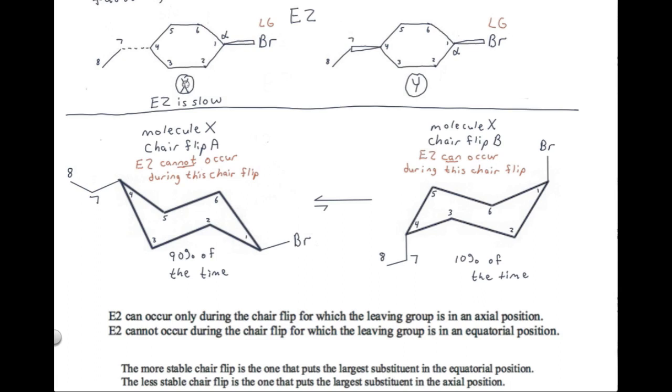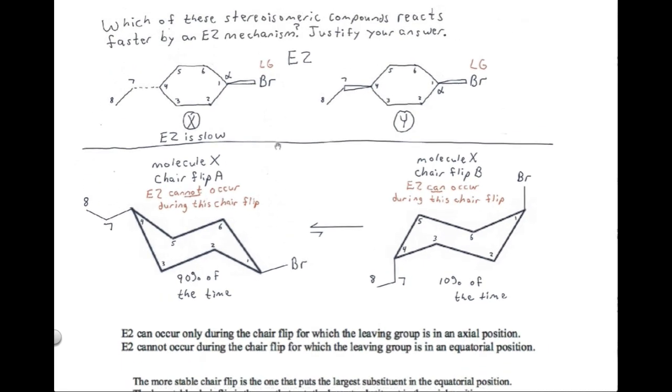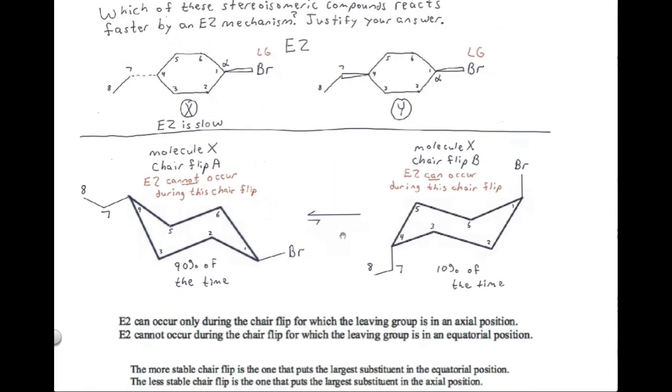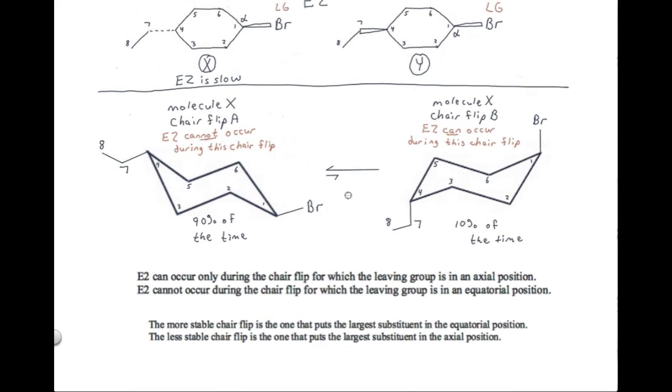E2 will be slow for molecule X. So we can conclude that E2 will be faster for molecule Y and slower for molecule X. Let's make up some numbers to illustrate that. For illustrative purposes, let's just suppose that the molecule will spend 90% of its time in chair flip A and 10% of its time in chair flip B. Those are just made up numbers, but we know that this number should be bigger than this number because this is the more stable chair flip.